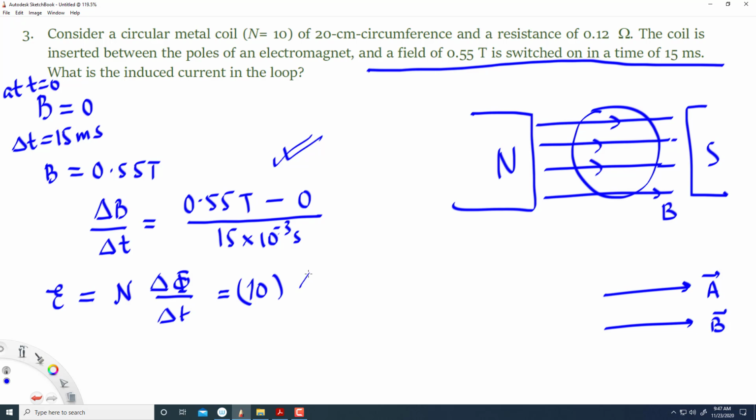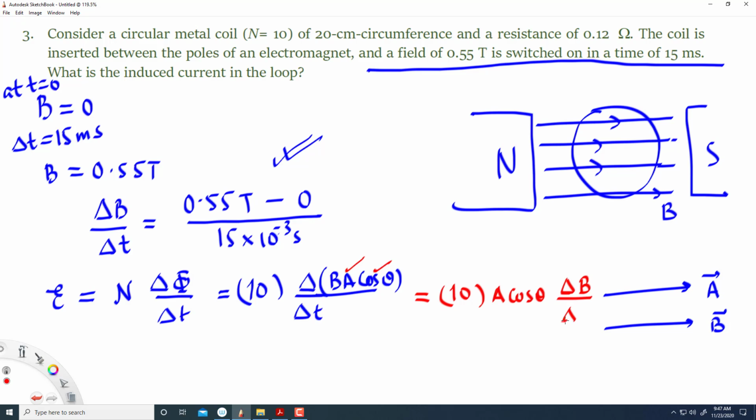And what is phi? Phi is B A cosine theta. We are not changing A, and we are not changing theta, so we can pull those out. So 10 times A cosine theta. We are changing only B, so B, leave it in delta.